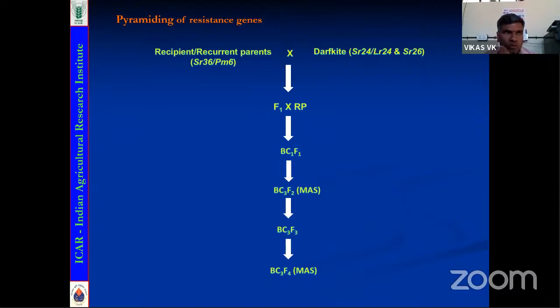In doing phenotype selection, we go for rust resistance for leaf rust, stem rust, and powdery mildew, and also for yield-attributing traits. So we won't select the lines which are poor yielders. We usually go for higher yield than the recurrent parent.